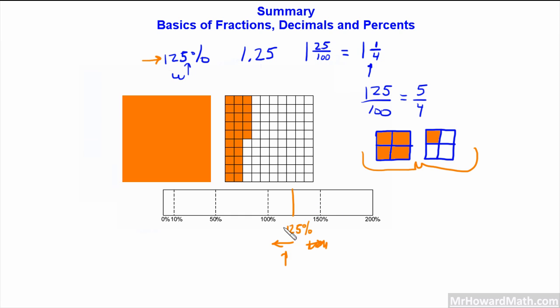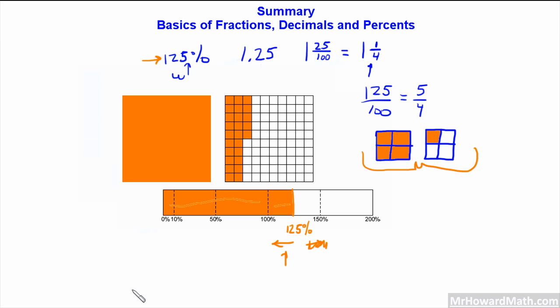We need to do 125%. So 100% is all of this right here, and then another 25% right here. So 125% total. So let's shade that. There we go. 125% shaded.